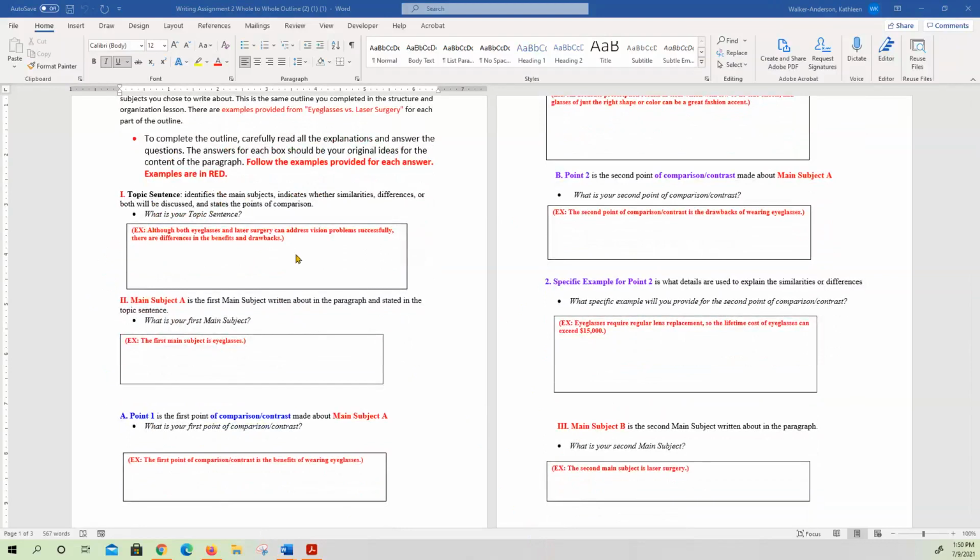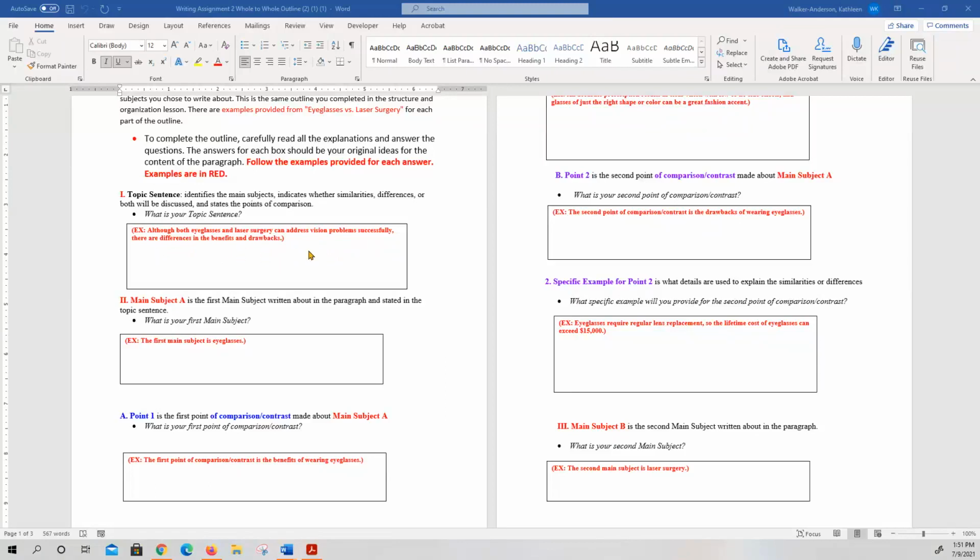All right, so the topic sentence identifies the 2 main subjects. It indicates whether you're going to talk about similarities or differences. And it sometimes will state the points of comparison. Here's the example, from that example paragraph: although both eyeglasses and laser surgery can address vision problems successfully, there are differences in the benefits and drawbacks. In this example, eyeglasses is main subject A, laser surgery is main subject B, and the paragraph will give differences and the points of comparison, or benefits and drawbacks.